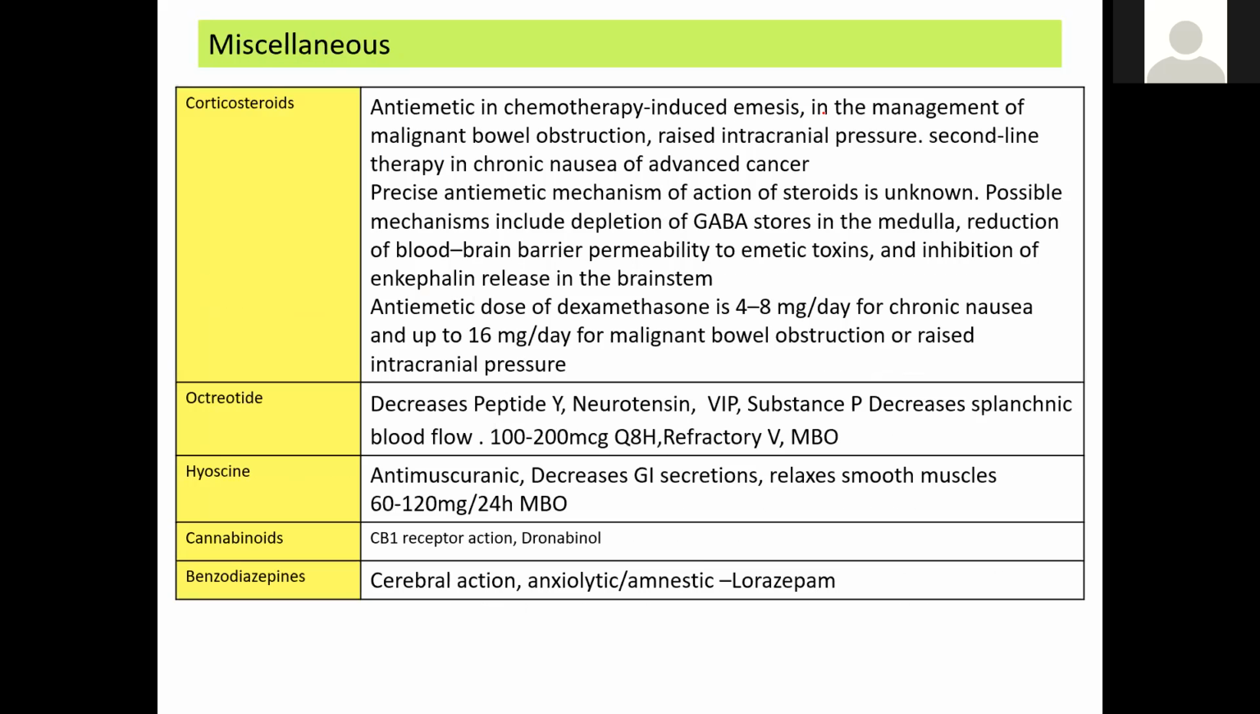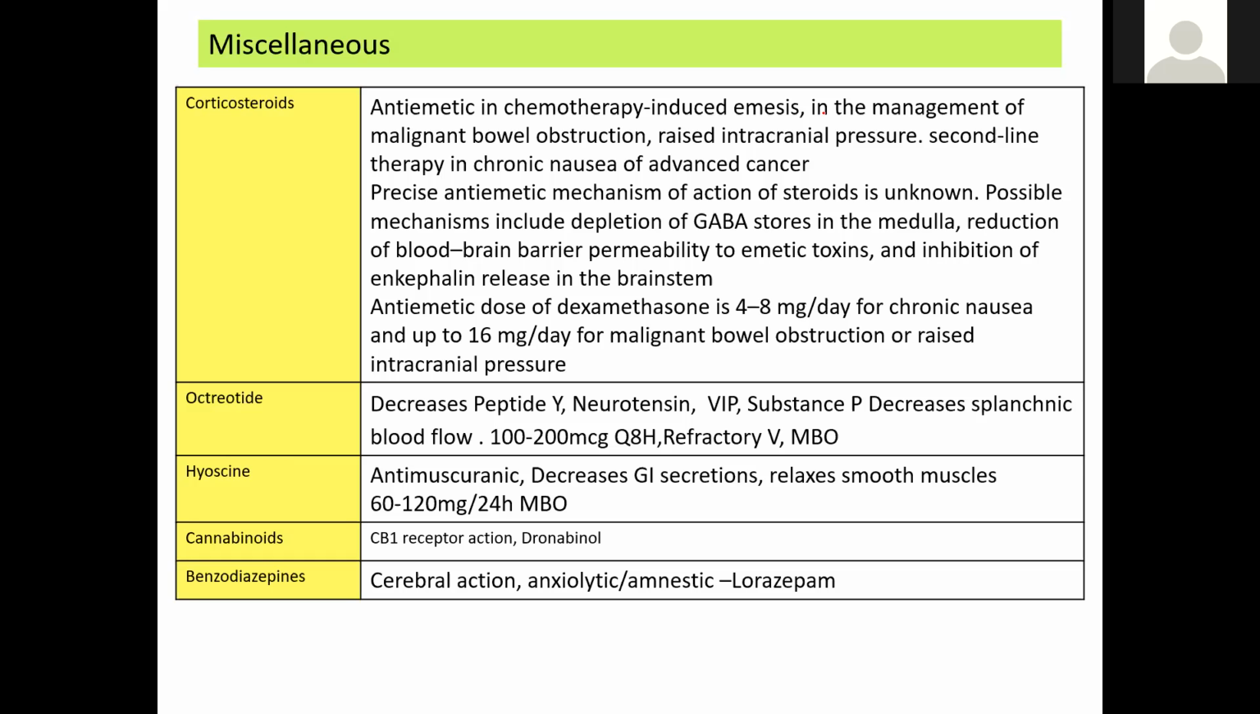Of course, steroids play a lot of role. You might have heard of them in pain management. Again, it is a broad-spectrum antiemetic. You might have seen people getting steroids after chemotherapy, or in bowel obstruction, raised ICP. So steroids are another very important class of antiemetic. The dose would vary from 4 to 8 milligram per day, or maybe up to 16 milligram per day if it is a malignant bowel obstruction. In raised intracranial tension, the doses might be quite a bit higher, and we usually use a step-down approach.